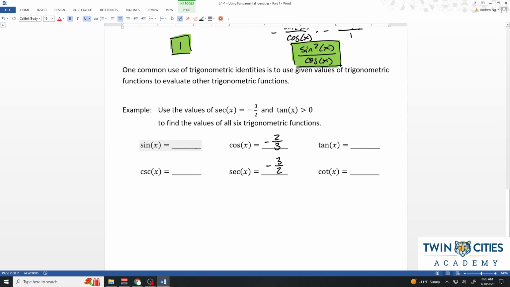I know that sine squared plus cosine squared equals 1 from my Pythagorean identities. Let's write that over here. Sine squared plus cosine squared equals 1, which means that to find sine, we can manipulate this a little bit. If we subtract cosine squared from both sides, we'll get sine squared equals 1 minus cosine squared.